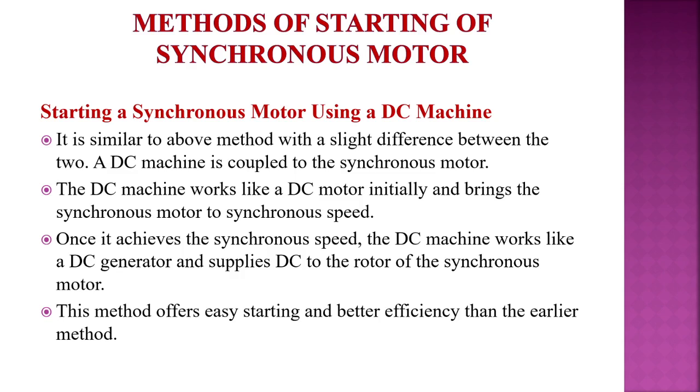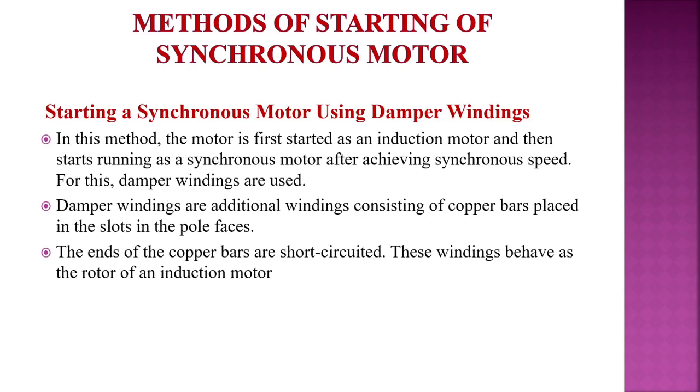Okay, so there is a small change here. Initially the first step is the same, that is, the DC machine is coupled to the synchronous motor, and the synchronous motor will be running at synchronous speed. After achieving the synchronous speed, this machine which was working as a motor will now become a DC generator, and it will supply the DC to the rotor of the synchronous motor. So this method will offer easy starting and better efficiency than the earlier method.